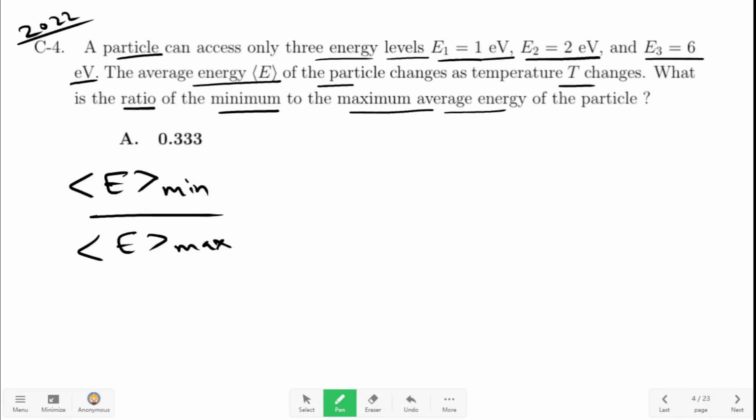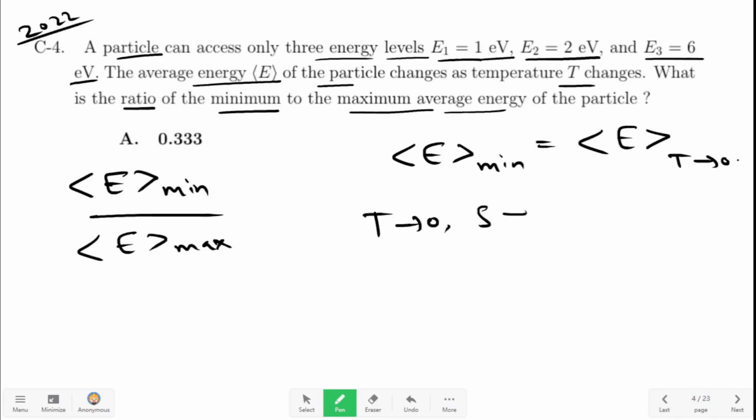Now minimum average energy is obtained when we take the low temperature limit, that is T tending to 0. When T tends to 0, entropy tends to 0, the particle predominantly occupies the ground state, and the average energy will be equal to the ground state energy, which is 1 eV. This is because all the higher energy states are exponentially suppressed.